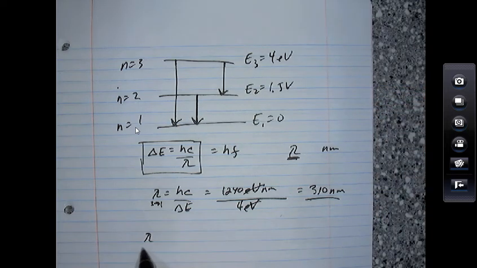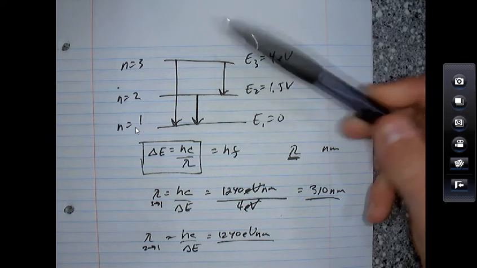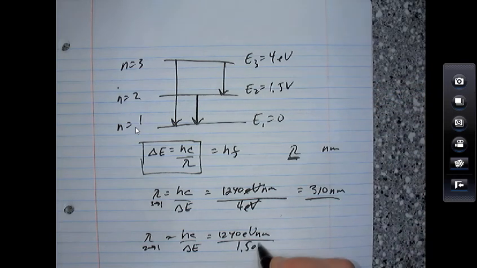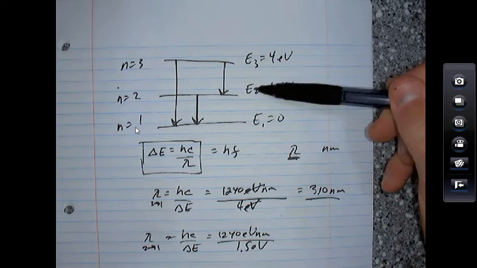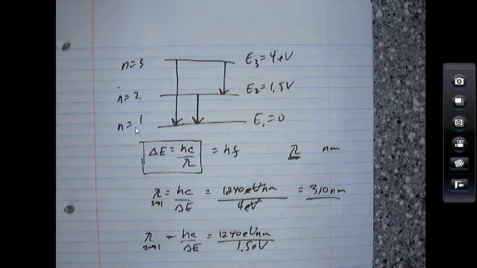Then you've got to figure out the wavelength when you go from 2 to 1. Same thing, hc over the difference in energy, 1240 eV nanometers. And then when you go from 2 to 1, this would be 1.5 minus 0, so this would be 1.5 eV. And do the same thing from 3 to 2. That difference in energy would be 2.5. Okay, and then list those 3 wavelengths, however I can't remember what they said, from least to greatest or greatest to least, whatever order, separated by a comma.